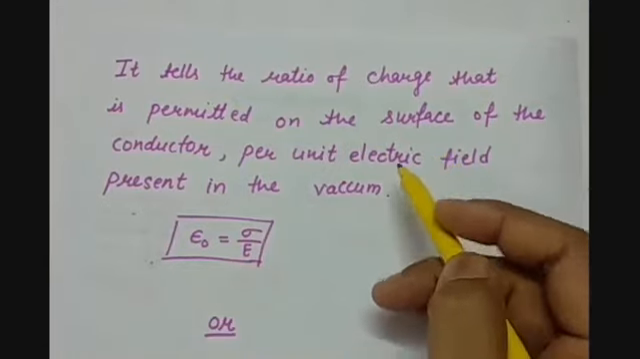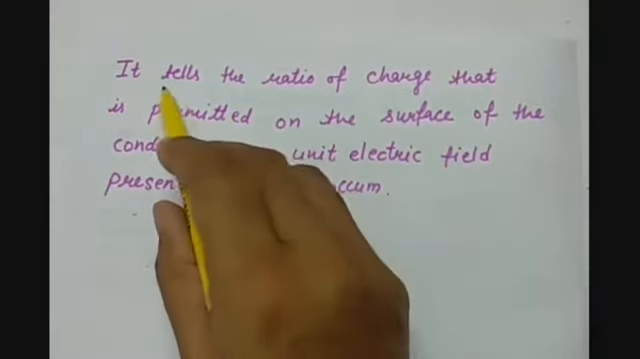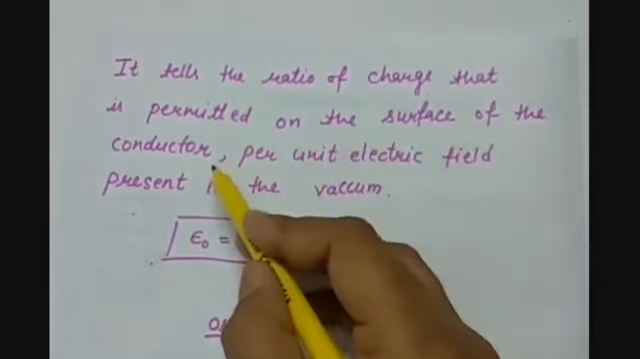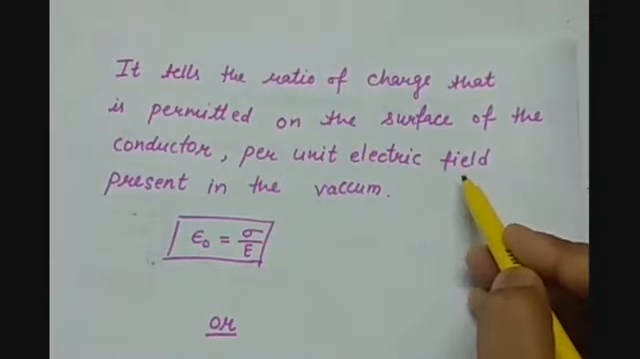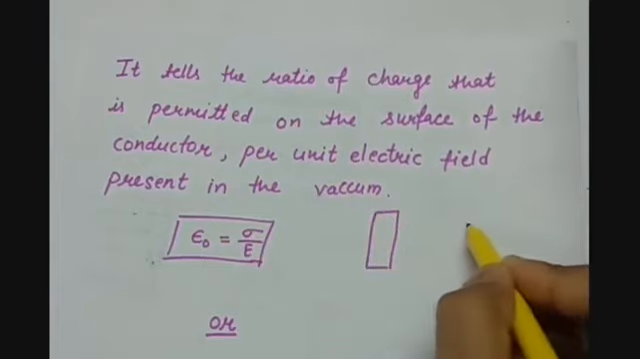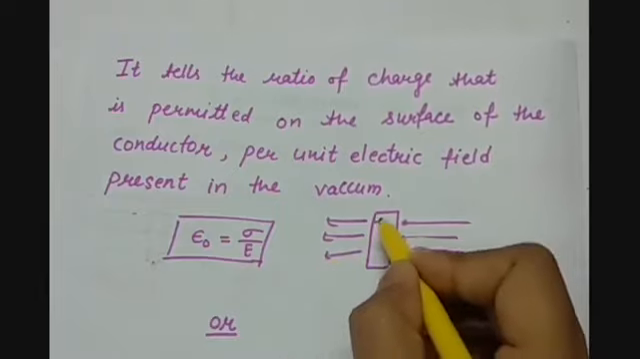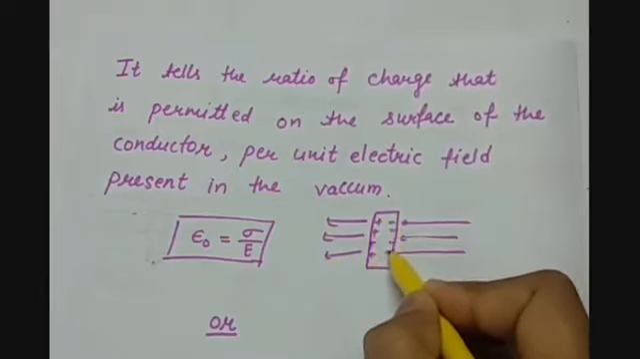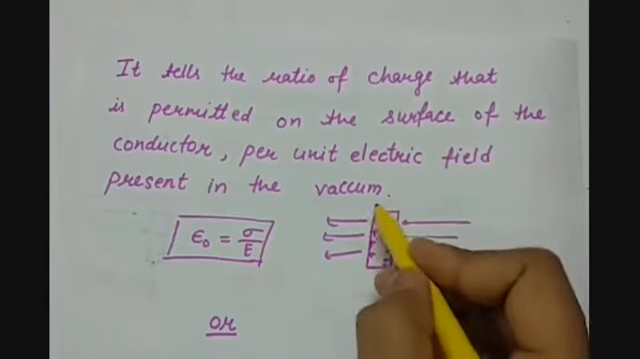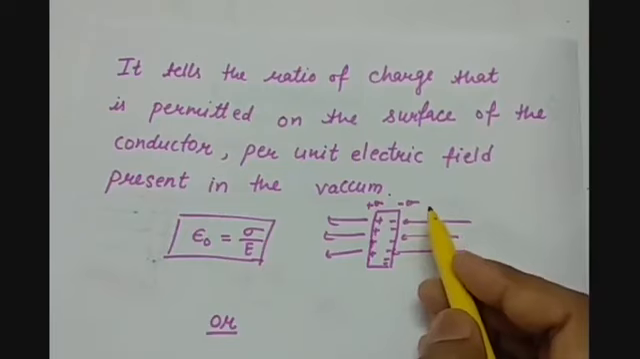One other way to answer what permittivity is, is that it tells the ratio of charge that is permitted on the surface of a conductor per unit electric field present in the vacuum. We have seen that when we place a dielectric material in an electric field, it develops charges on its surface. So this is basically a surface charge density. Here we have plus sigma, here minus sigma. Sigma is the surface charge density.